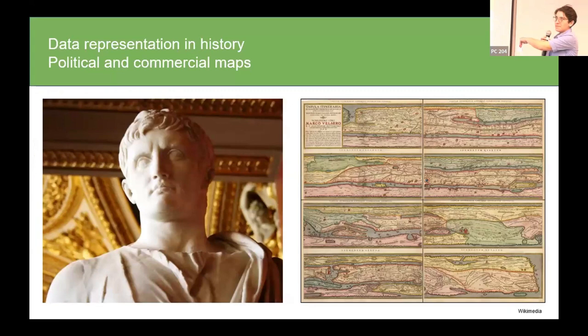Do you know this guy? Somebody know this guy? This is Augustus, a Roman emperor from a while ago. He decided that data representation was important, not only for political or military use, as you might guess, but mostly for commercial use. What you see on this side, you see it very small, but I hope people online can look at it and zoom in.